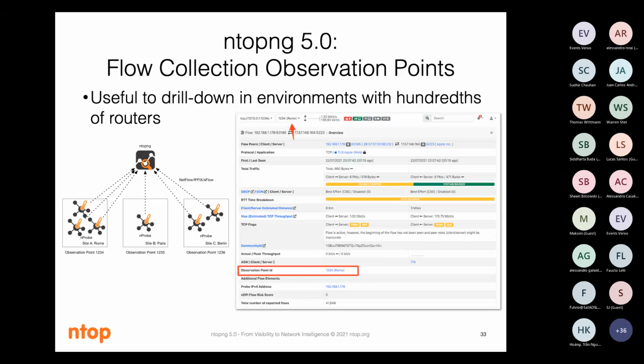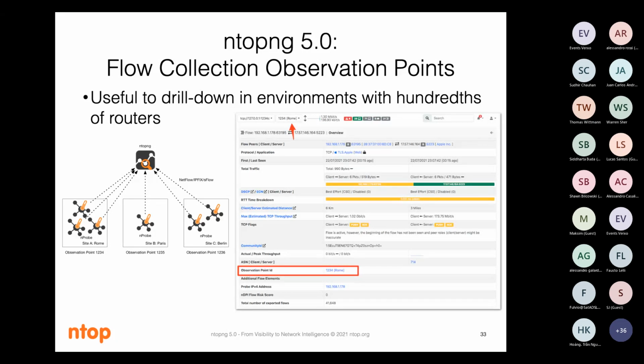In terms of flow collection, we have added another interesting concept to the latest version of ntopng, and this is the concept that we have termed observation points. This is useful, especially in large enterprise environments where you have to monitor hundreds of routers or switches. What is this concept of observation point? It's a logical aggregation of multiple routers into a single group.